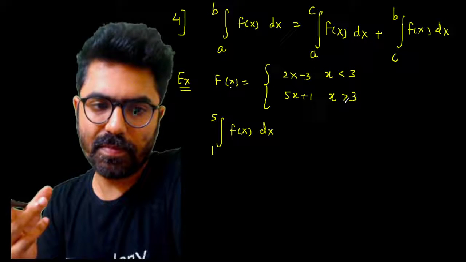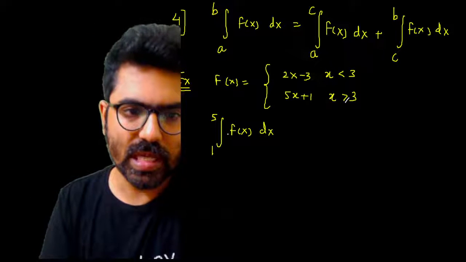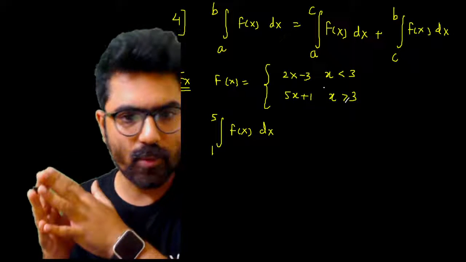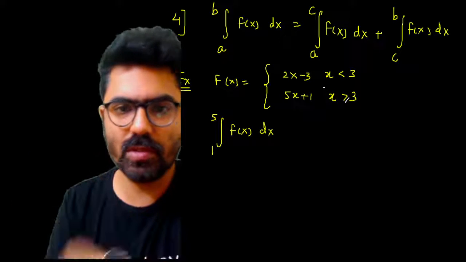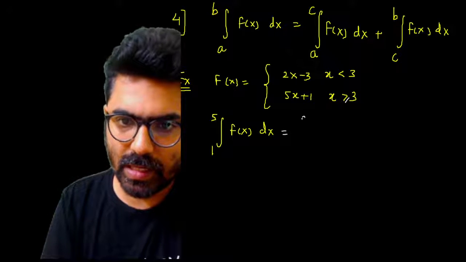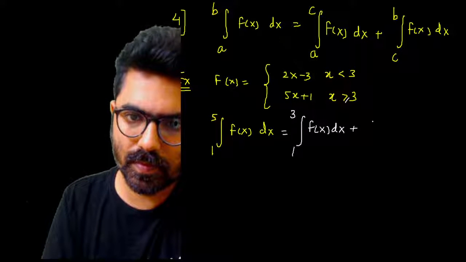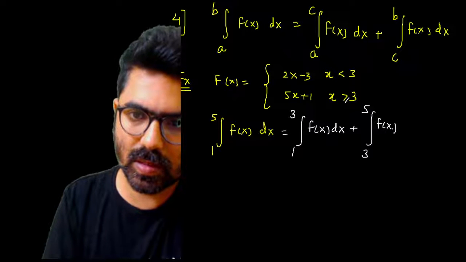So as we can see, hello Abhishek, hi Ishan. As we can see that the function is changing its behavior at point 3. Am I right? As we can see that the function is changing its behavior at point 3. So 3 is in the interval 1 to 5. So we'll break this integral at 3: 1 to 3 f of x dx plus 3 to 5 f of x dx.